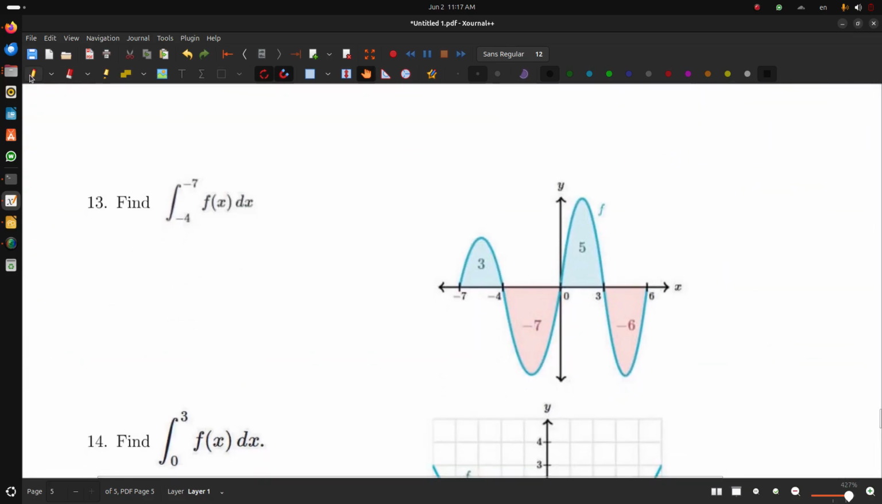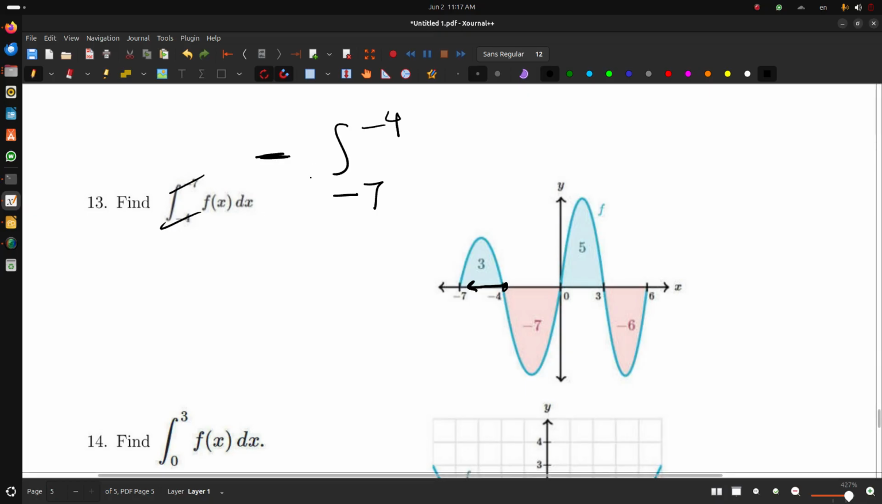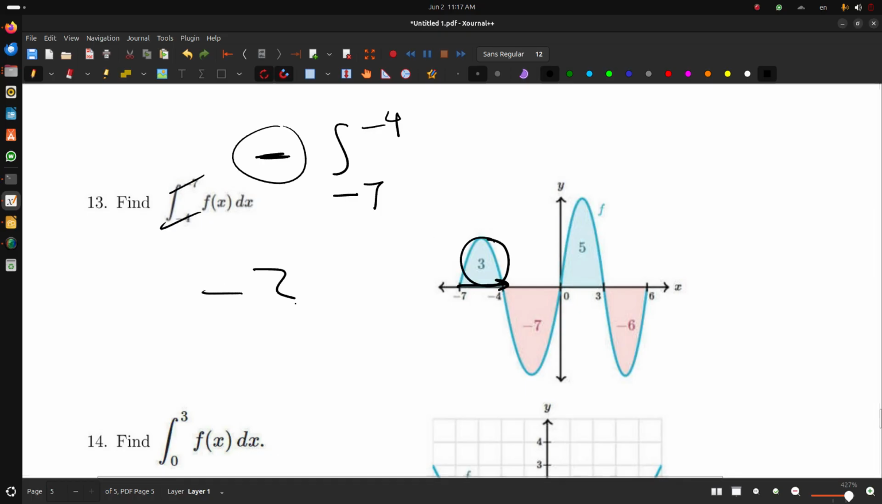Okay, this one is very easy, but it has a little trick. We need it from negative 4 to negative 7. If you start from negative 4, you will go in the inverse direction, so this has to be inverted, so it will be negative 7 to negative 4, and just put a negative outside. Okay, so I'm going in the right direction right now, from negative 7 to negative 4. Okay, it's a 3, but we have a negative outside, so it will be negative 3. Okay, let's continue.